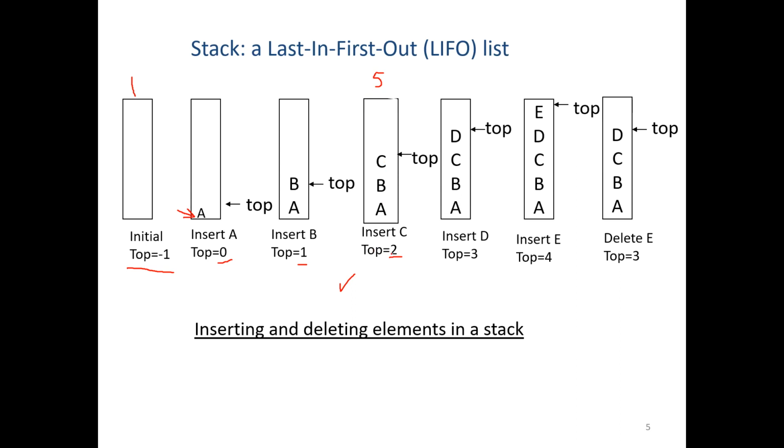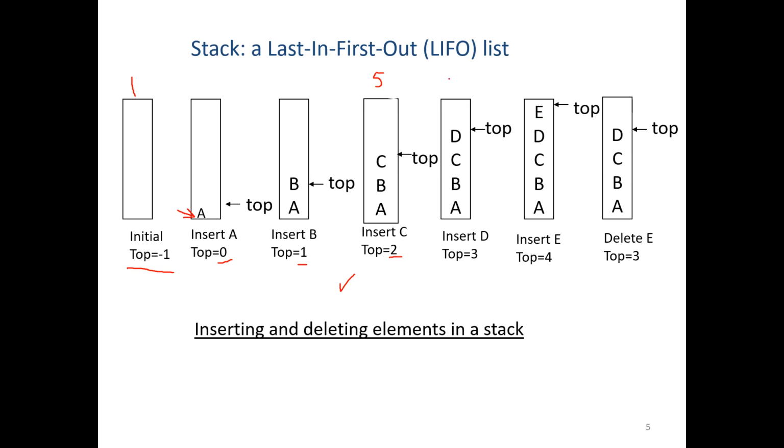What was the top value? The top value was 2. Increase it first, update it first by adding 1, so it becomes 3. To that place, the new element D is inserted. We'll see one last push operation. The element to be pushed is E.